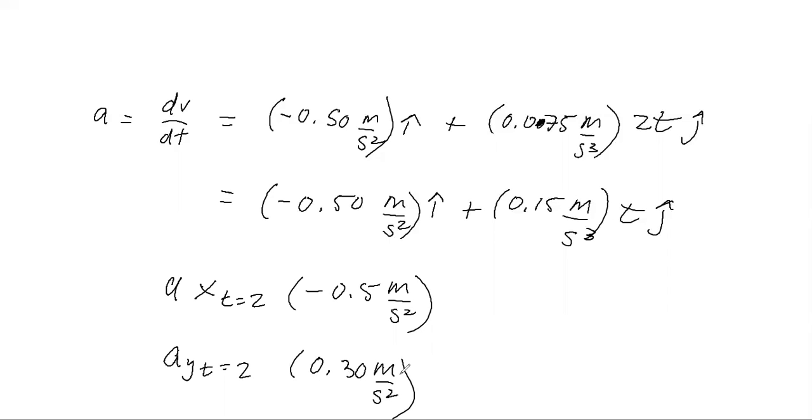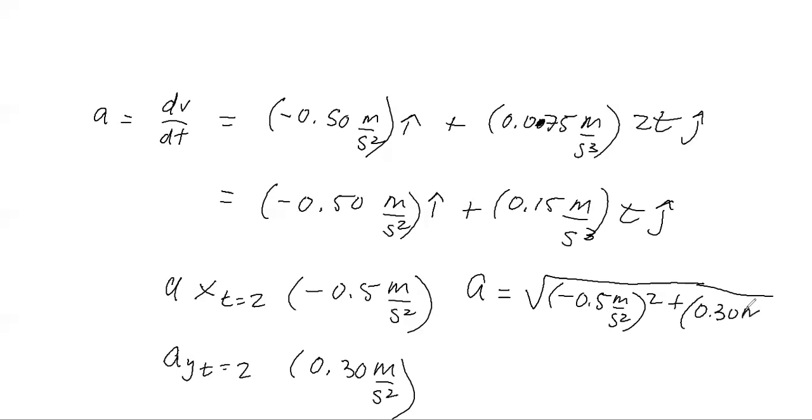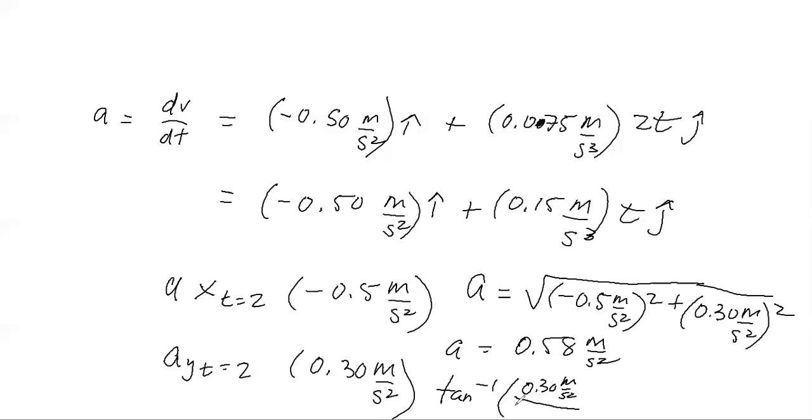Now, to find the magnitude and direction, I'll do it in the same manner that I found the magnitude and direction of the velocity in the other example. So A equals the square root of negative 0.5 meters per second squared, quantity squared, plus 0.30 meters per second squared, quantity squared. That's going to give me 0.58 meters per second squared. To find the direction, I'll take the inverse tangent of y over x. So tan inverse of 0.30 meters per second squared divided by negative 0.5 meters per second squared is going to give me negative 31 degrees.